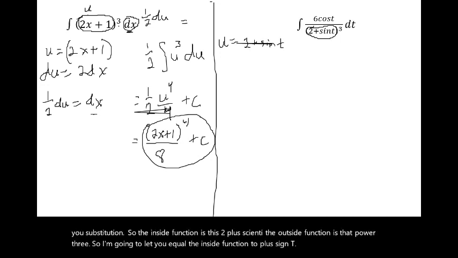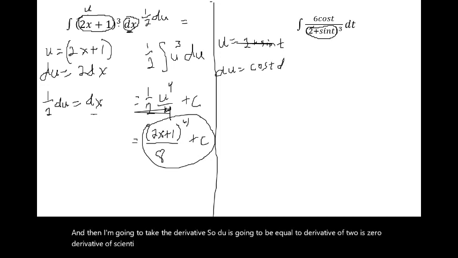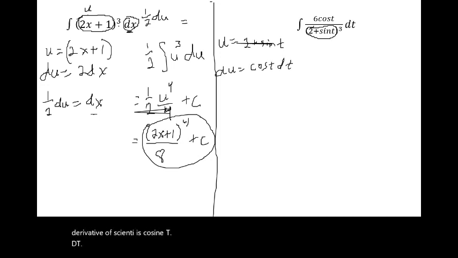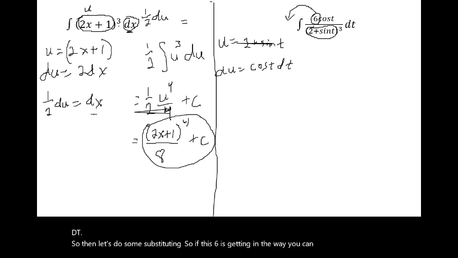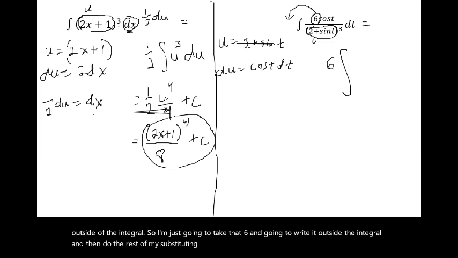And then I'm going to take the derivative. So du is going to be equal to, derivative of 2 is 0, derivative of sine t is cosine t dt. So then let's do some substituting. If this 6 is getting in the way, you can always take it outside of the integral. So I'm just going to write that 6 outside the integral and then do the rest of my substituting. So 2 plus sine t got replaced with u.